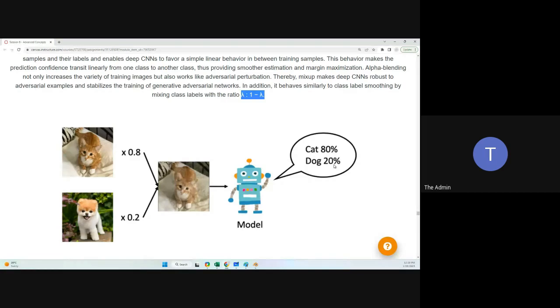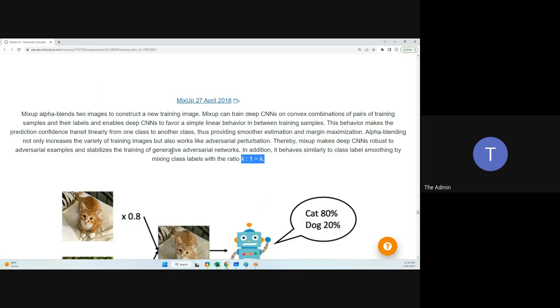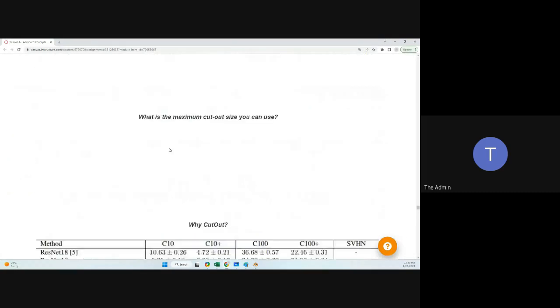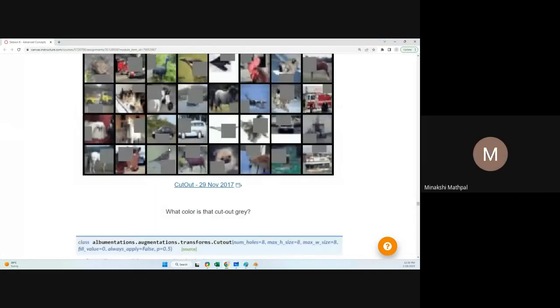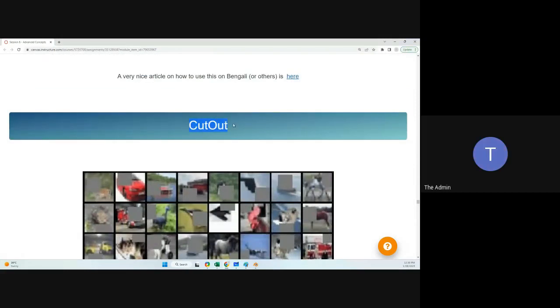Is it doable in augmentation? It's not doable in implementation. You have to change your code. You have to do a lot of stuff. That's why it's not used. Complex also, and does not beat our friend called Middleman's augmentation. Cutout.